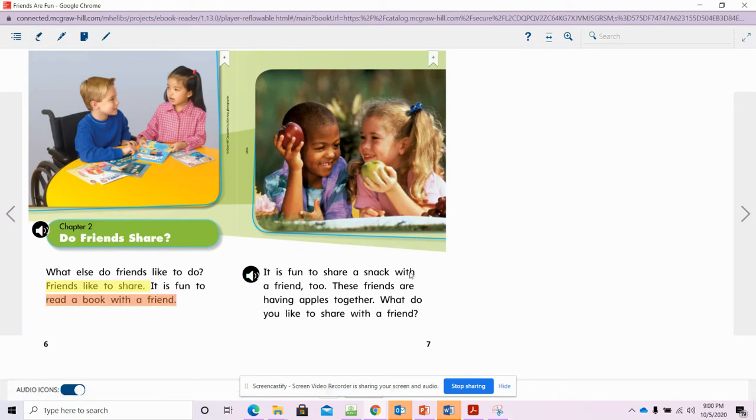It is fun to share a snack with a friend too. These friends are having apples together. What do you like to share with a friend? I want you to think of something else. What else can friends do that we found in this page? It is fun to share a snack with a friend too. These friends are having apples together. What do you like to share with a friend?